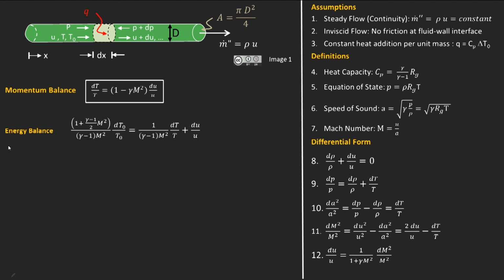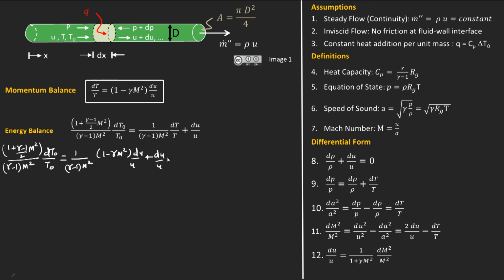We'll get 1 plus gamma minus 1 over 2 times M square divided by gamma minus 1 times M square, multiplied by dT naught over T naught. We've done nothing to the left hand side. Just substituting for the first term here, we get 1 over gamma minus 1 M square, which was there from before, and then 1 minus gamma M square times dU over U plus dU over U.